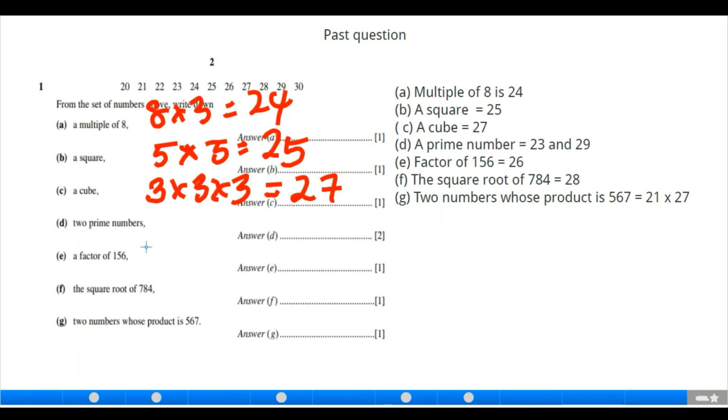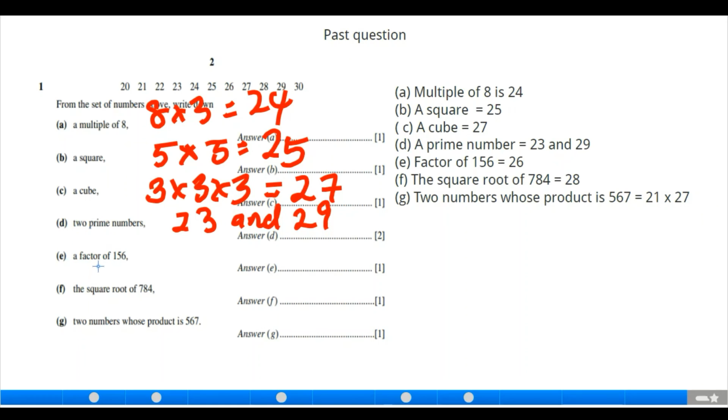Now, 2 prime numbers. Remember, we've been told before that prime numbers are numbers that can be divided by 1 and itself alone. So let's look at this, 20 through 26. 27 is not even a prime number. But let's look at 23. 23 is a prime number. 23 can divide 23 and can be divided by 1 alone. Again, let's look at 29. 29 also is a prime number because 29 can only divide 29 and 1 alone. So we have 23 and 29 as the prime numbers here.